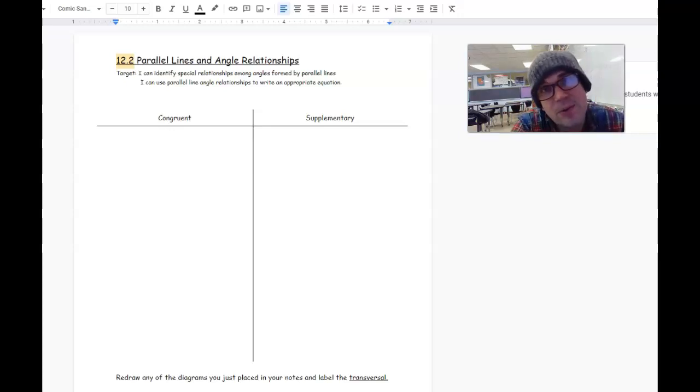So for this day, notice there were kind of two goals. When you have parallel lines, there's lots of angle relationships that we're going to be aware of. Now, if the lines are not parallel, these relationships do not exist. But for parallel lines, there are certain things that are definitely going to be true.